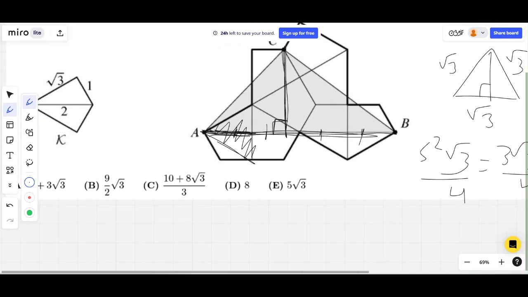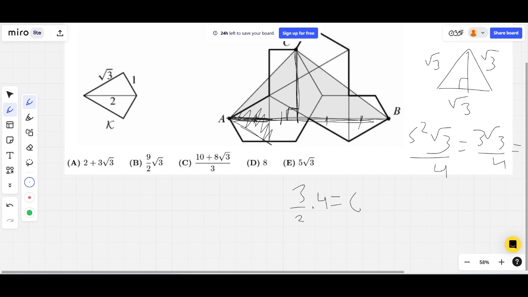And there are 4 of them, so the length of the base is just going to be 3 halves times 4. And 3 halves times 4 equals 6. So this is the length of our base.